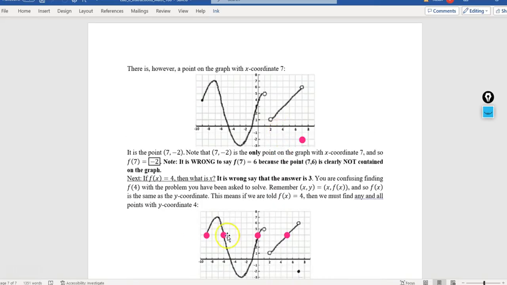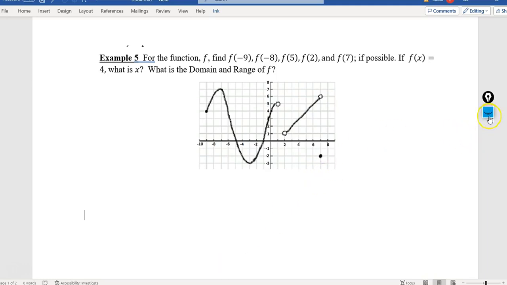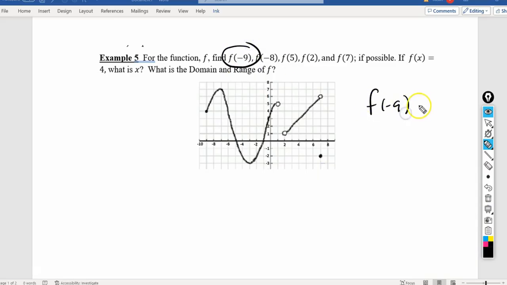All right, now let's go back to the next part of the question. Let's see if we can find these. So what is f evaluated at, let's look at this one. What is f evaluated at -9? So how do you do this? Okay, so this is a function, and we're going to call it f.